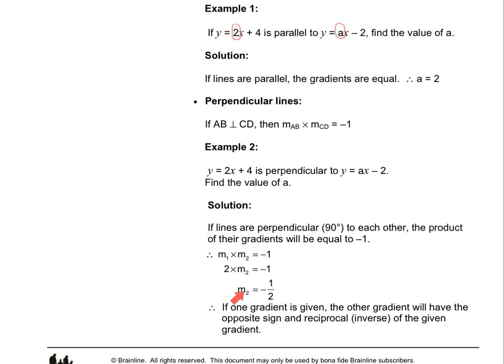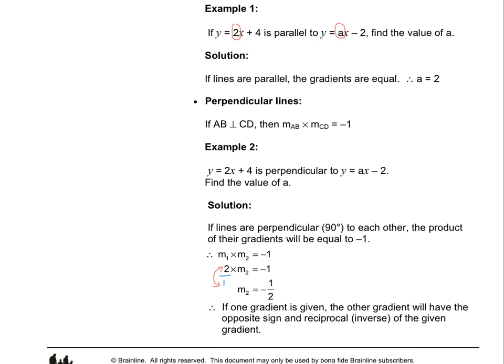So to get a, or the second gradient alone, we have to do the opposite and divide by 2 on both sides. So minus 1 is divided by 2, and therefore the second gradient is equal to minus a half. Important to know that if one gradient is given, the other gradient will have the opposite sign. So if we had a positive gradient, the second gradient will be negative. And then the reciprocal of the given gradient is used.